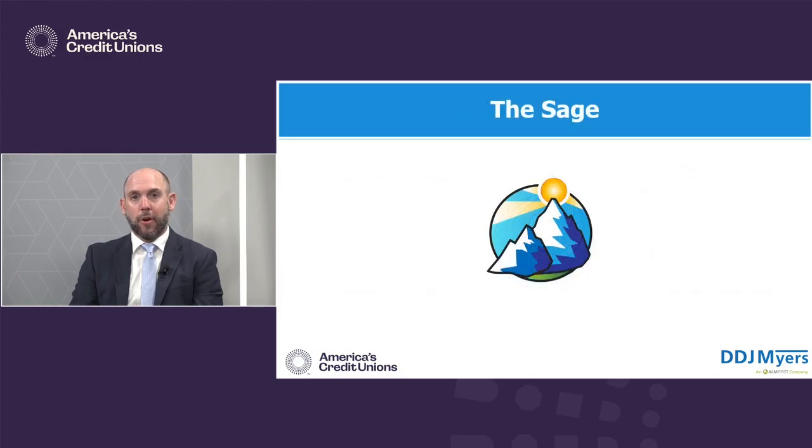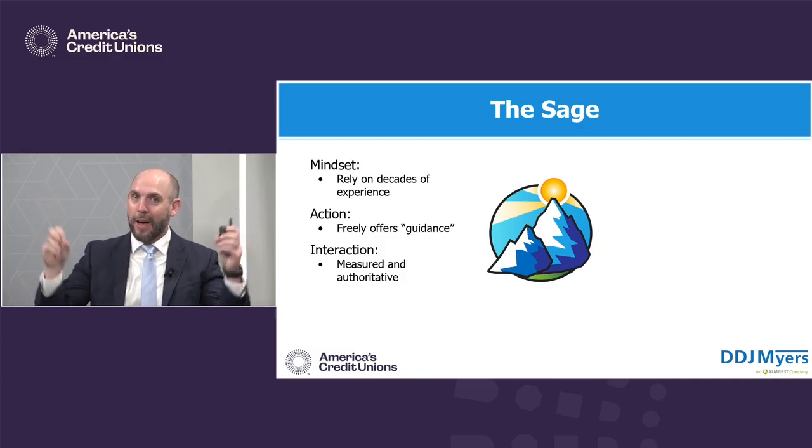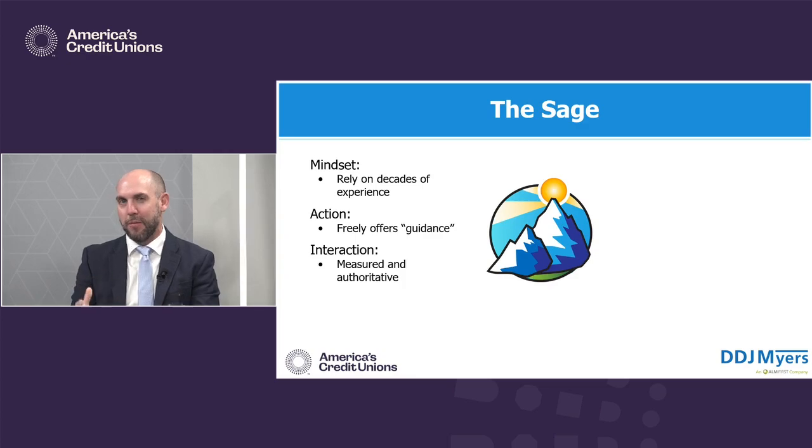So the third archetype here, we call this the sage, and they rely on decades of experience, and they freely offer what they might couch as guidance, and sometimes you take it as guidance and sometimes you take it as directives: this is the way that we need to do it. Their interaction is absolutely measured and authoritative. And we don't mean authoritative in a bad way, but they're speaking with authority because they've been there, they've done it, they know how this might show up. We've been tested and successfully come out the other side. They have that perspective, and so I'm going to offer this to you as you're making these decisions.